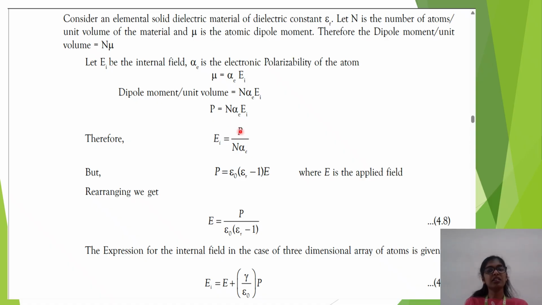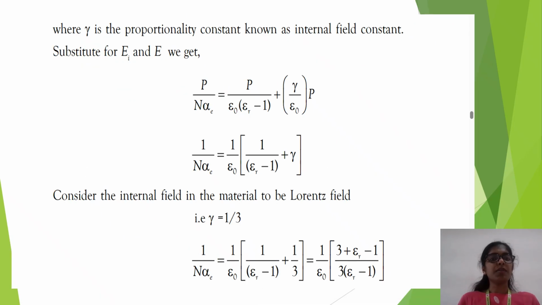Moving n alpha to the left hand side, we can write E_i is equal to P by n alpha. P is equal to epsilon naught into epsilon r minus 1 into E. Epsilon naught into epsilon r minus 1 is moving to the left hand side. We get E is equal to P by epsilon naught into epsilon r minus 1. The expression for the internal field in the case of a three-dimensional array of atoms is given by E_i is equal to E plus gamma by epsilon naught into P, where gamma is the proportionality constant, also known as the internal field constant.